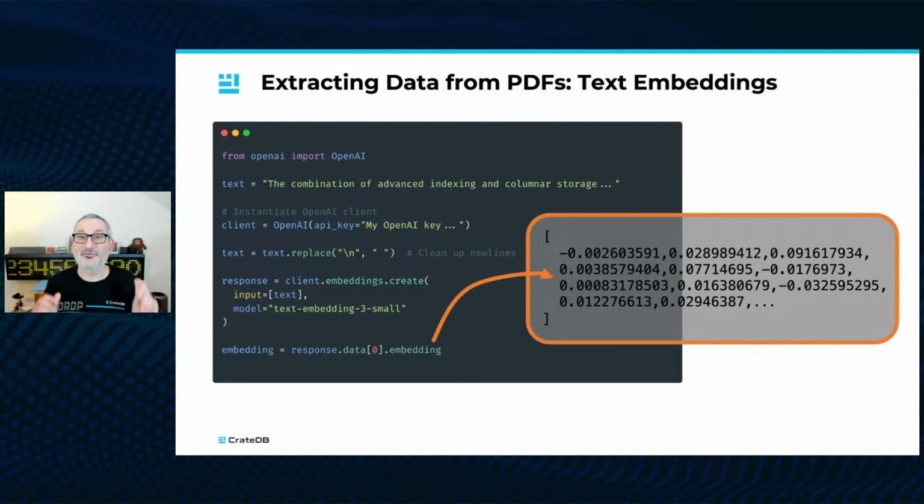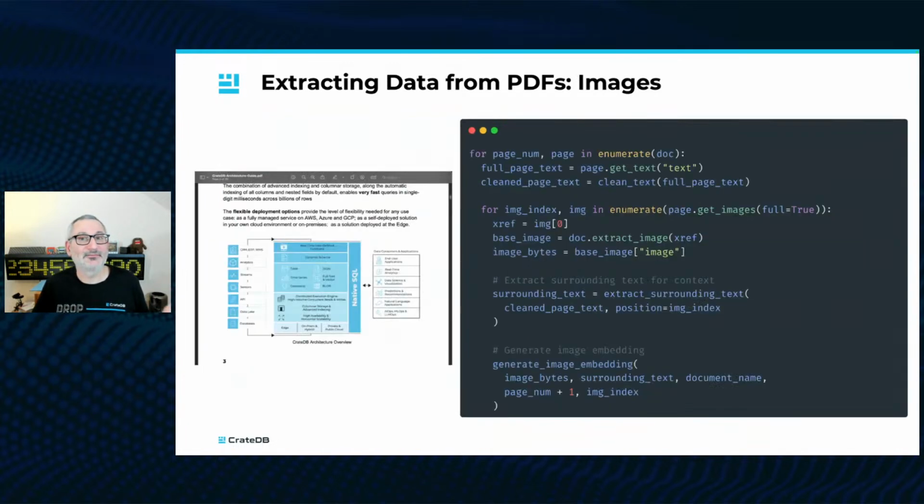So what we'll do later is use this approach to create embeddings of the query or the question that the user wants to ask, and then use CrateDB's nearest neighbor search to say, okay, which chunks are nearest to this query? So that's one approach for text.